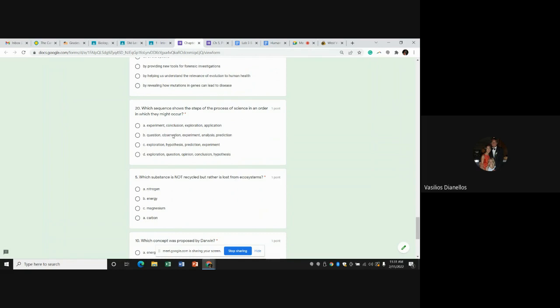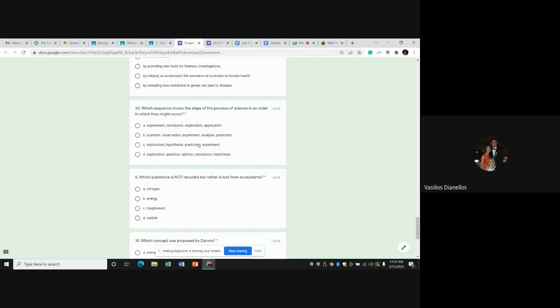But again, it's a multiple choice exam, so there will be no question where I say list them all in order. You'll just need to, just like in this question, look at a list and figure out which one is in the correct order. Experiment definitely does not come before question, but exploration comes way before that. Observation comes before question, so that's not it. Exploration, yeah, you explore something. That usually leads to a question, which then leads to a hypothesis, which then leads to a prediction, which then leads to an experiment. So C is the correct answer.